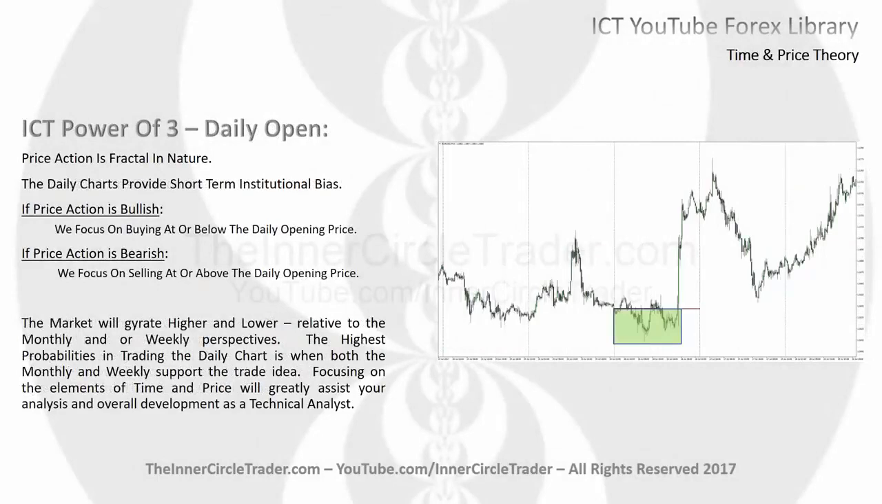Okay, moving right along. To complete this teaching, we're going to be referring now to the opening price on the daily. So again, price action is fractal, and what we would see on other time frames can be seen on the daily as well. But the daily chart provides us a short-term institutional bias. So in other words, what the large institutions, insurance companies, and banks are looking at relative to the daily time frame, that's going to be their short term.